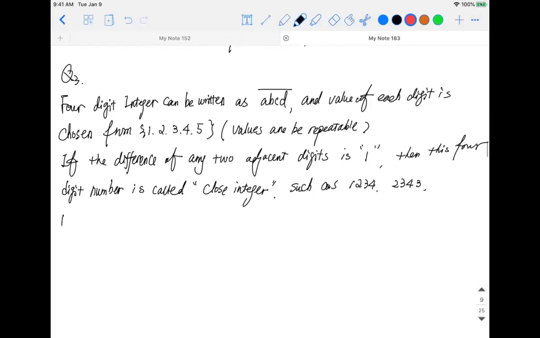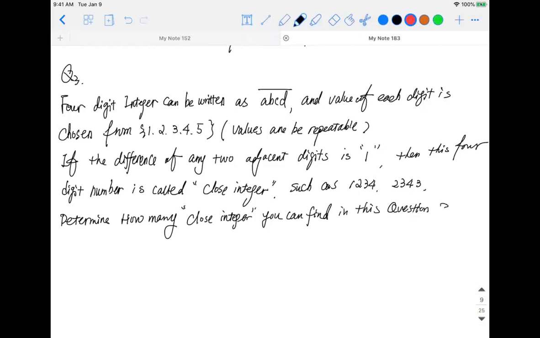So determine how many close integers you can find in this question. I'll let you guys finish the writing first. You have a 4-digit integer that can be written as A, B, C, D. Just do a bar or something. And the value of each digit is chosen from 1, 2, 3, 4, 5, but it can be repeatable. You can choose 3 twice, 2 twice, whatever times. It's not a big deal.